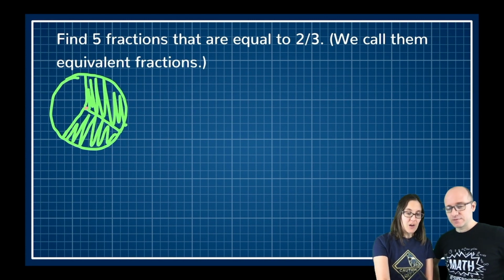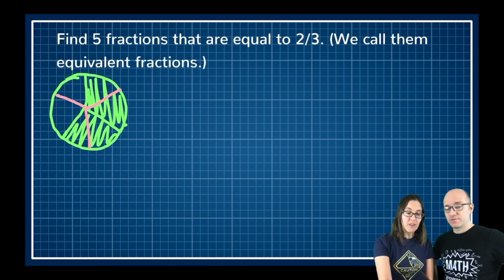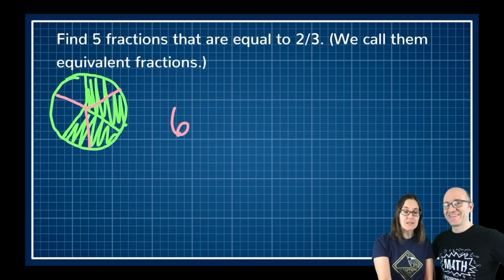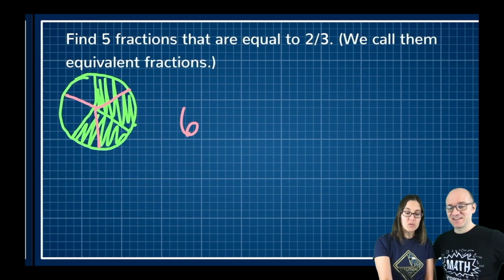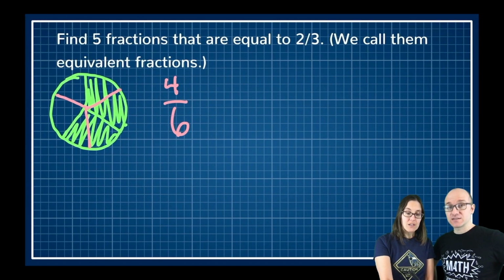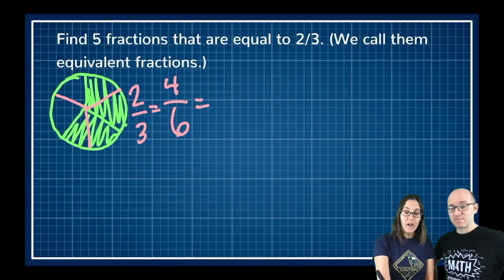Good. And now if I cut every one of those in half, 1, 2, 3, 4, 5, 6, I have 6 total pieces, and 4 of those are shaded. So I can say 2/3 equals 4/6 equals, well, I could just do the same thing again. I'm going to cut them in half again.